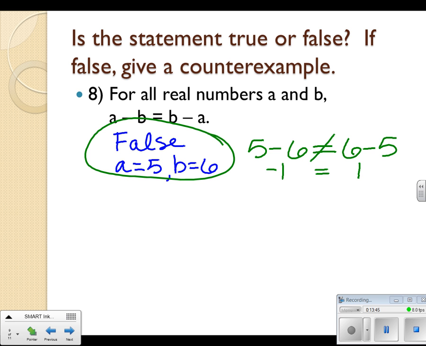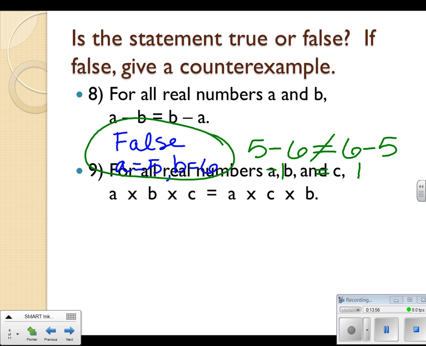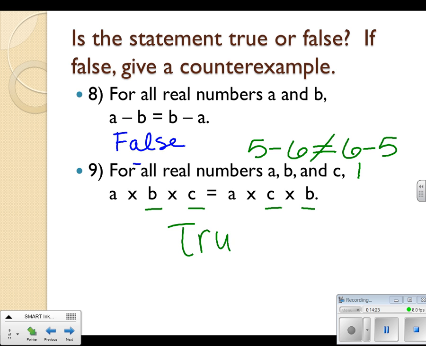The commutative property will not work for subtraction or division. The commutative property, just like in our notes previously from this lesson, works for addition and multiplication. I accidentally wrote a little too low here, so I'm going to erase a little bit of this. So it says, for all real numbers a, b, and c, a times b times c is the same as a times c times b. So I'm changing the order of the b and the c, I move those around. That's commutative. With multiplication, that is true. We know that we can do that with multiplication.